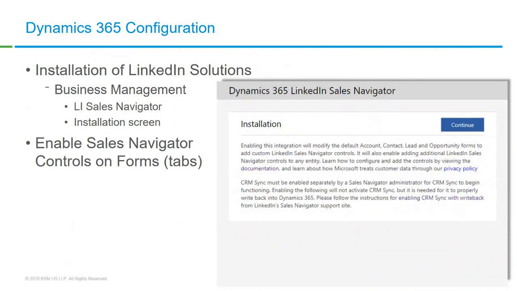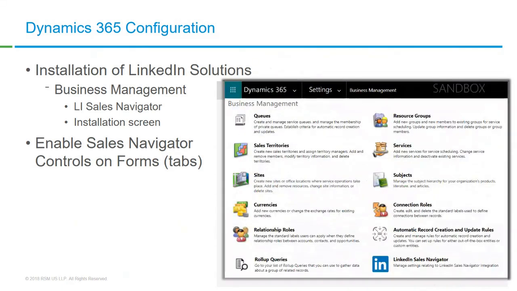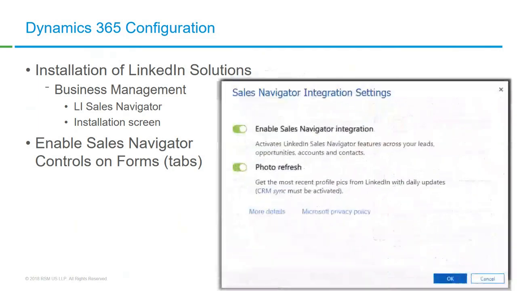And then once that installation is done, users can go back to that previous screen, and you can then click on LinkedIn Sales Navigator again, which is going to take you through a screen where you can enable that integration and also turn on photo refresh as well. And then you can also turn on the LinkedIn Sales Navigator controls on the forms.